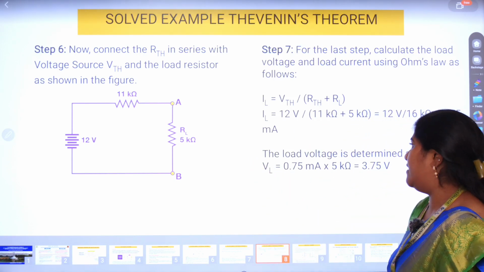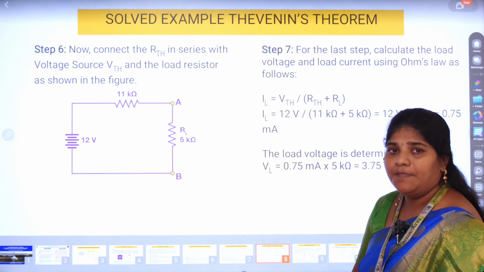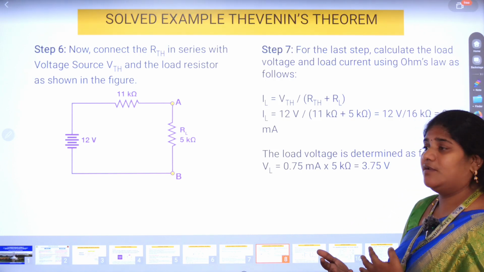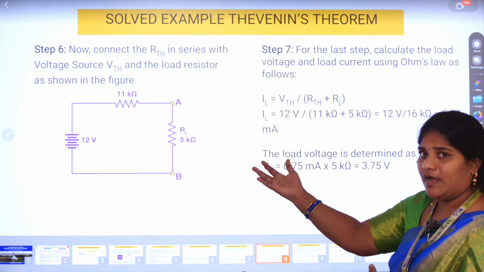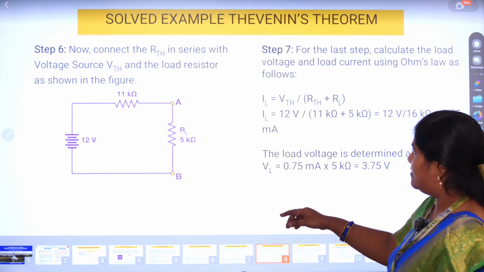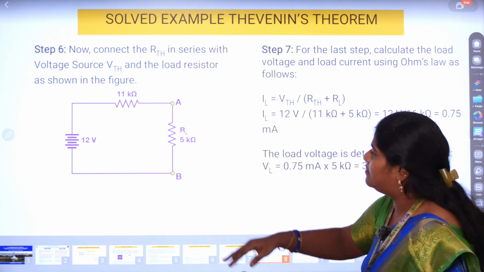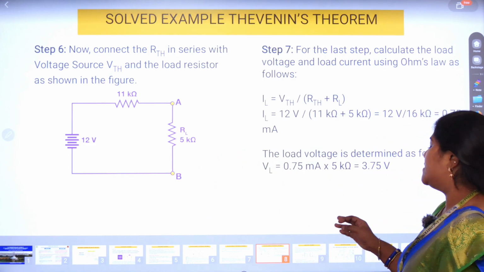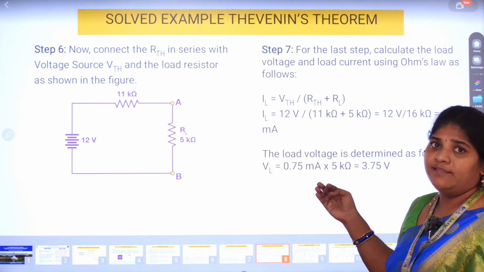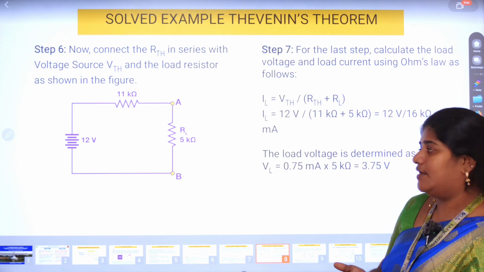So you will get what is IL, and the load voltage. Yes, obviously because of Ohm's law, if any two parameters are known out of three, that is V, I and R, we can find out the other one. Since I know what is IL and I know RL, I am able to find out the load voltage. So VL is equal to IL, which we just completed as 0.75 milliamps, multiplied with RL, which is nothing but 5 kilo ohm. So the load voltage is said to be 3.75. Now one can easily understand how to apply Thevenin's theorem step by step in order to find out the various parameters, that is voltage and current.